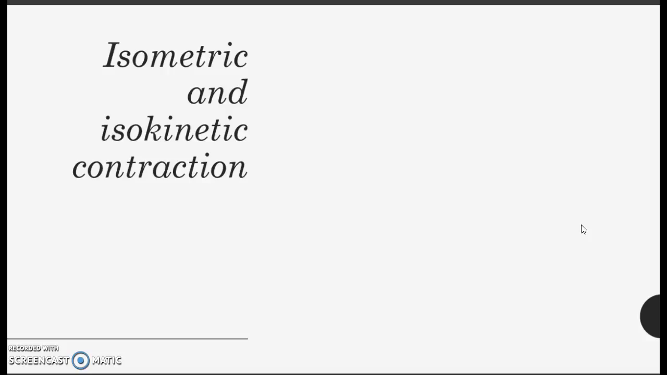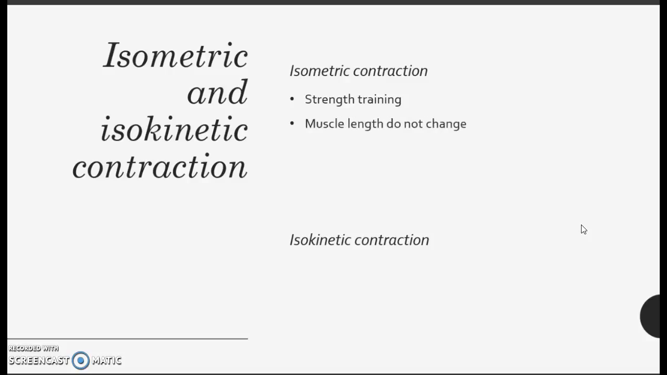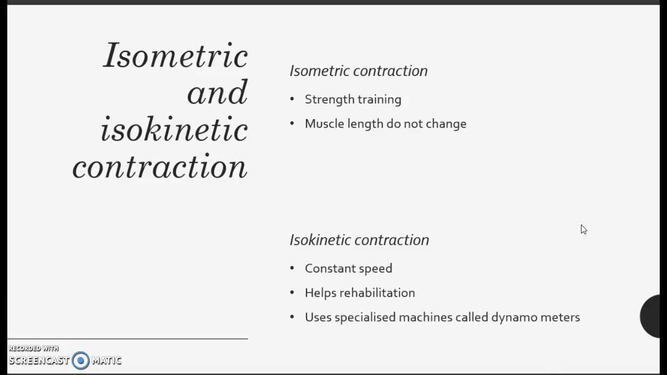Isometric and isokinetic contraction are slightly different. Isometric happens within strength training, where the muscles do not change length, so they're at constant length, which builds up muscle tension. Whereas the isokinetic is constant speed, so these are changing length, but they're not the same as concentric and eccentric.